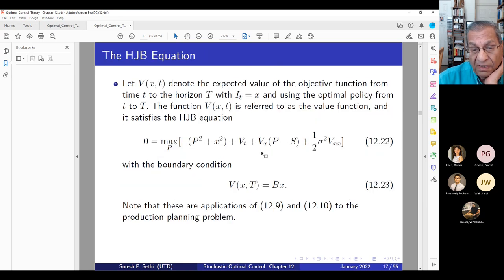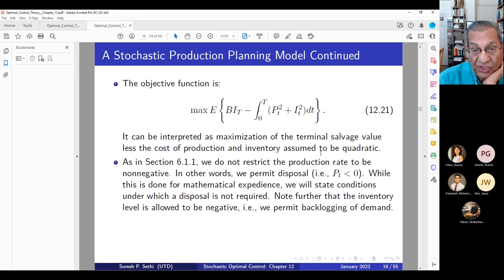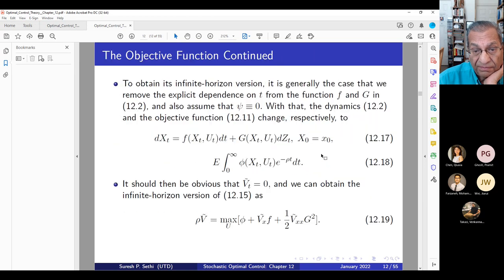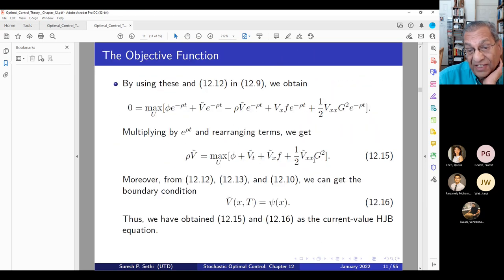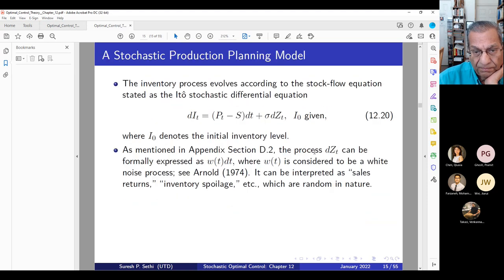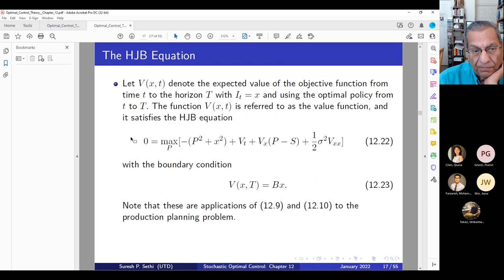This is V sub T. This is V sub X times small f. Small f is P minus S. And G. G is half sigma squared. No, G is exactly sigma squared. Half is already here. So this is the equation that we want to solve. Boundary condition is B times X. So if you had a value X at time T, then we will get so much money by selling that X.